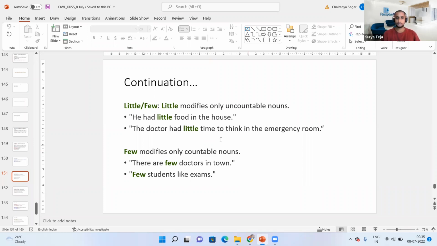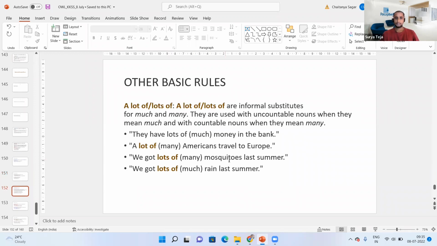In case of few, it is used only for countable nouns. There are few doctors in town. Few students like exams. Few apples are rotten, or such things. So little is used for uncountable nouns, and few is used for countable nouns. And we'll see some other rules also which make it different.